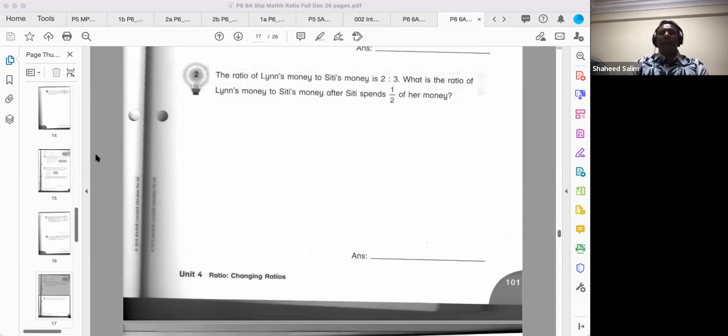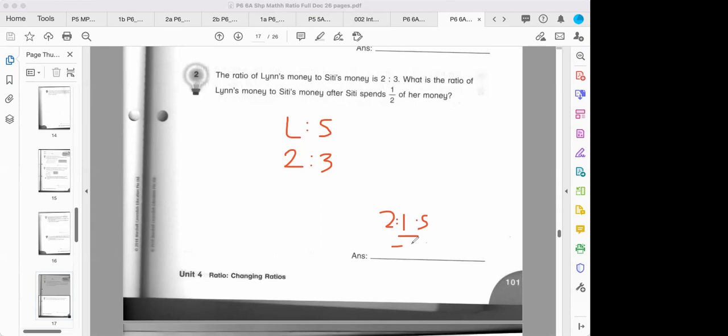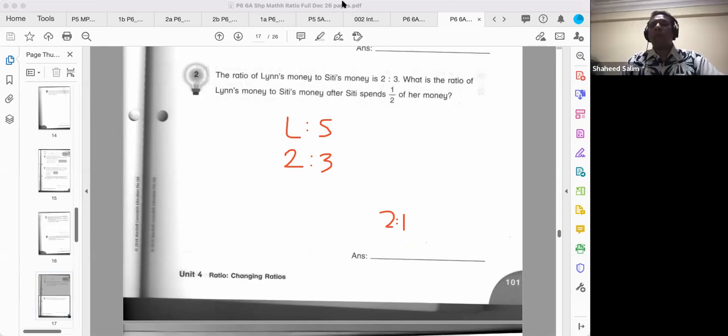So, okay, let us try, okay? Let us do this together, okay? Again, I've selected short questions. So, Lin and Siti. What is the ratio? 2 to 3. But they say now Siti divide by 2, later become 1.5. So, some of you say the answer is 2 to 1.5. Cannot use decimal for ratio. So, how? Maybe you want to times something. Sorry, you want to times by 2, you get 6, 4.